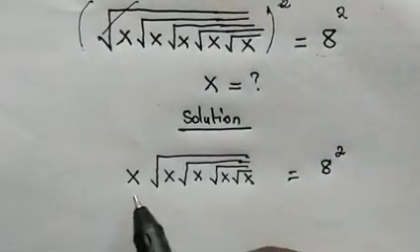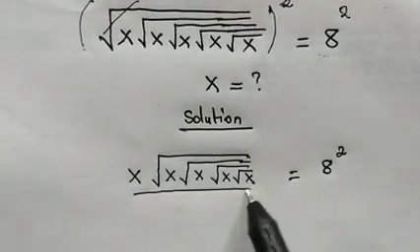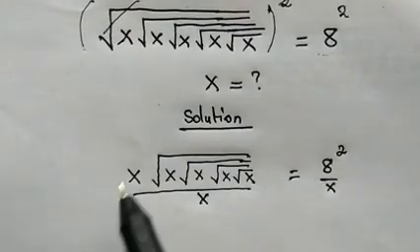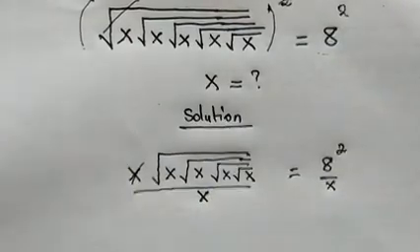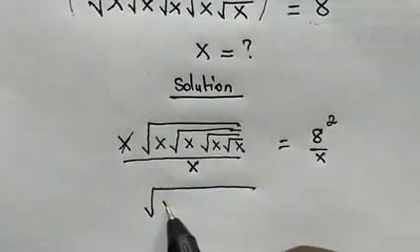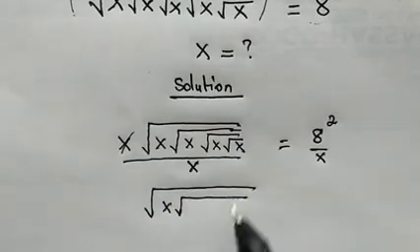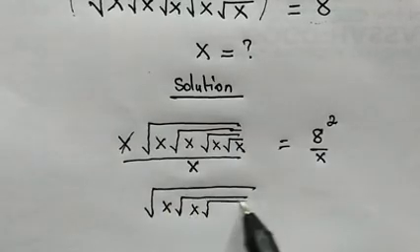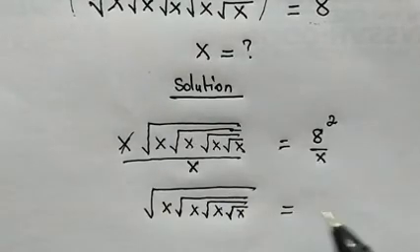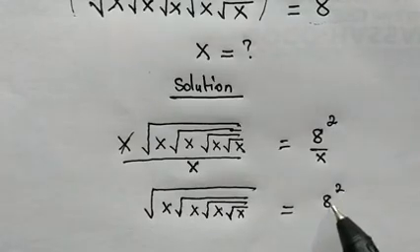Now let us divide both sides by x. Okay, so divide both sides by x. So this we cancel this. Then we have the square root of x times the square root of x times the square root of x times the square root of x. This is equal to 8 squared divided by x.